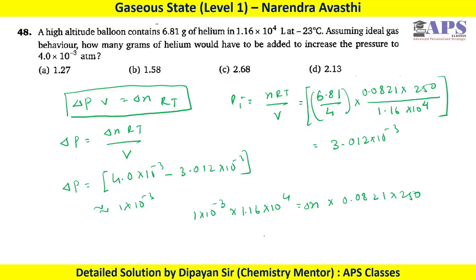From here we can calculate delta n, that is 0.565, and we get the weight difference: 0.565 multiplied by 4 equals 2.26 gram. So 2.26 is almost near to 2.13, so option D will be the correct option.